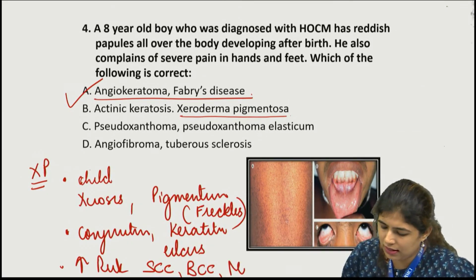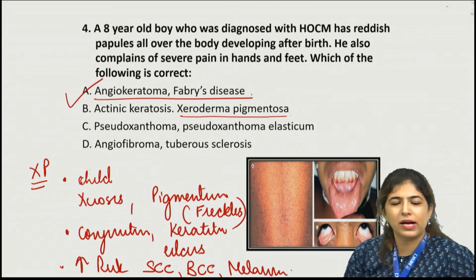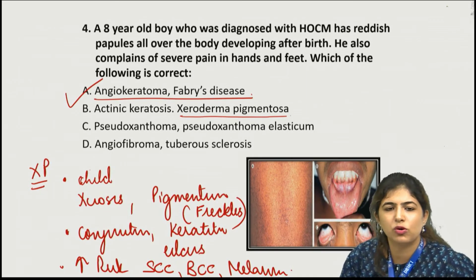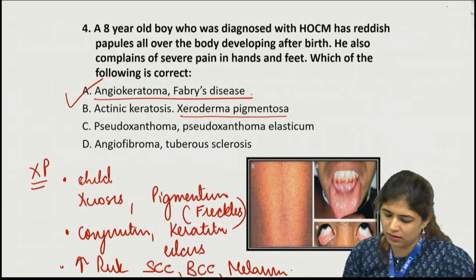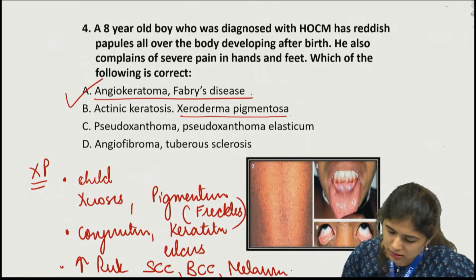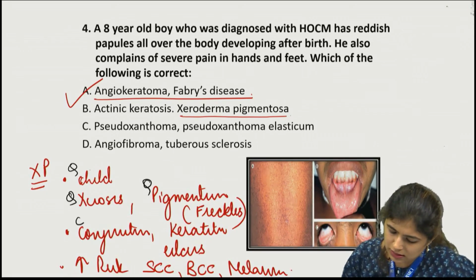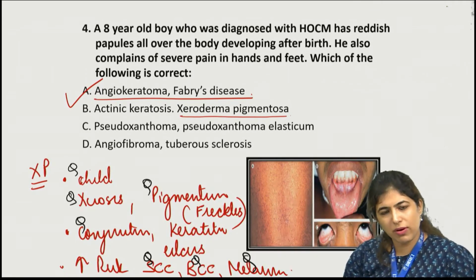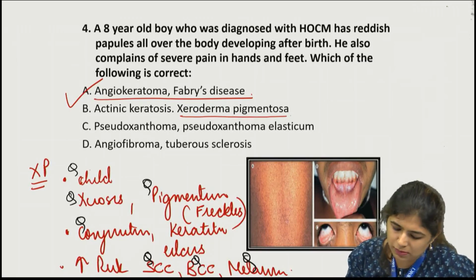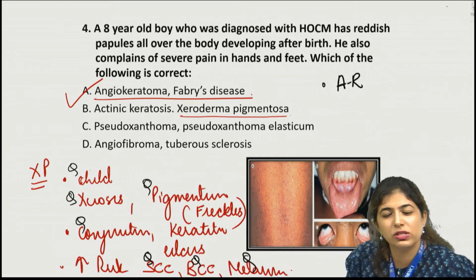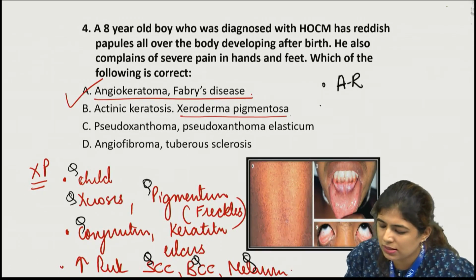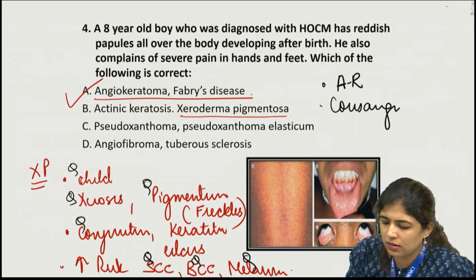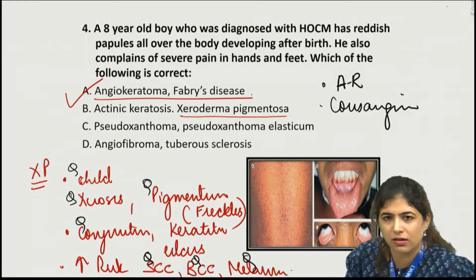Apart from that, there will be increased risk of SCC, BCC, and melanoma here, and the child generally dies by the age of 20 years due to these cutaneous malignancies. Now, what is important? This, and this. Clear to everyone? Another thing to remember about XP is that the inheritance is autosomal recessive. So this will generally be seen in consanguineous marriages because it is autosomal recessive inheritance.